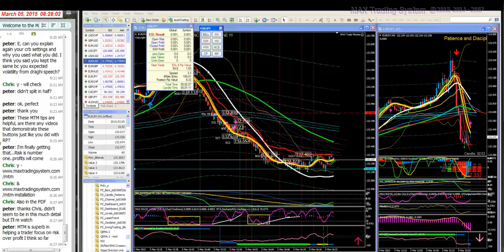MTM is superb in helping a trader focus on risk over profit, I think so. Yeah, indeed, Peter. And it's way, way easier than the old techniques I was using before having the MTM, with my spreadsheet. My Excel spreadsheet has exactly the same parameters in a little more detail, because in the Excel spreadsheet I keep every step. Here the steps are marked on the chart.